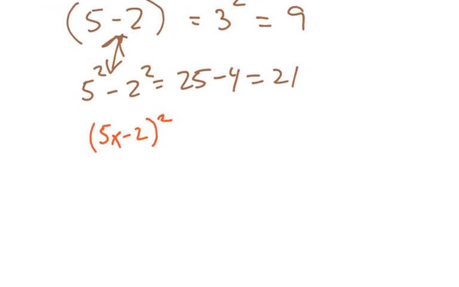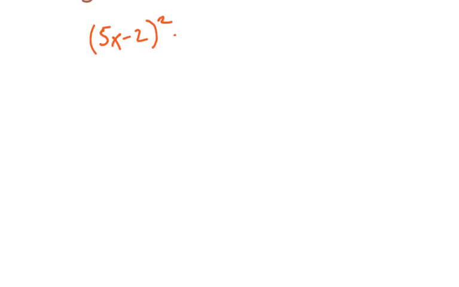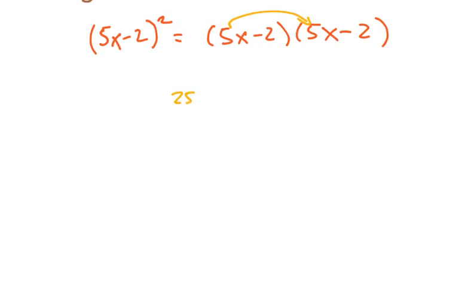What this does mean is that when you square something, you multiply it by itself. So what we really have created is a foiling situation. So 5x times 5x is 25x squared. 5x times negative 2 is negative 10x. Negative 2 times 5x is negative 10x.